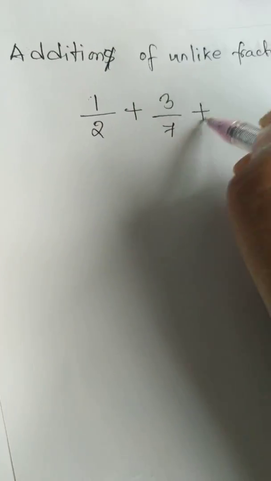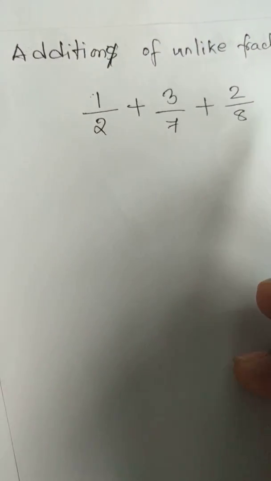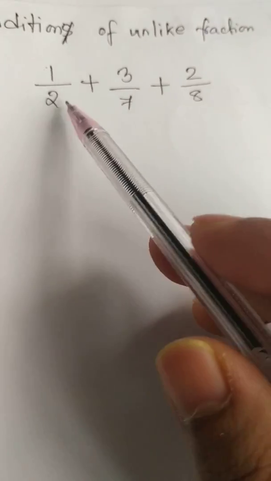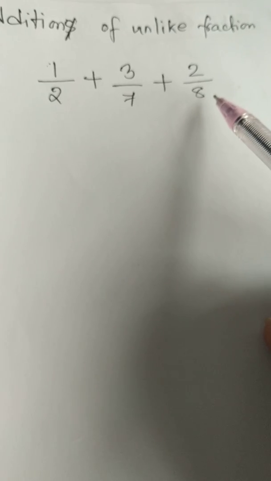So let us do the addition and subtraction of unlike fractions, the fractions which do not have the same denominator. How to do it? Let's say 1 by 2 plus 3 by 7 plus 2 by 8. These 3 denominators are not same, right? So what we need to do first is find out the LCM of the denominators. What is the LCM of 2, 7 and 8?